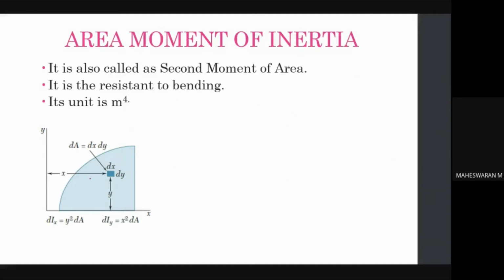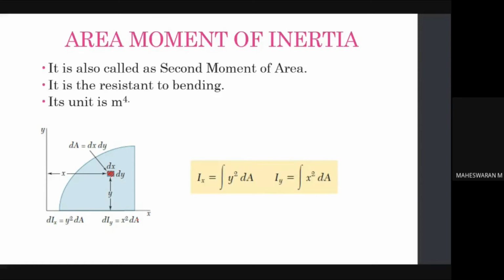If I consider any particular shape, I can get a small strip, which is dx and dy. So if I want to identify moment of inertia with respect to x-axis, it is y square dA, and with respect to y-axis, it is x square dA.